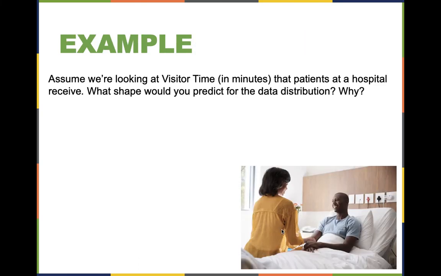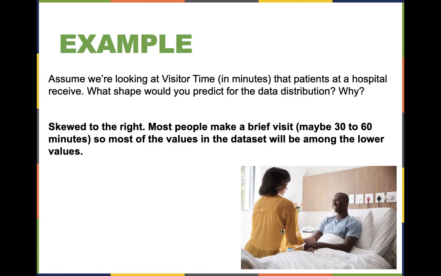Based on what we know, let's look at this example. Assume we're looking at the visitor time in minutes that patients at a hospital receive. What shape would you predict for the data distribution and why? So you have to think about what the numbers would potentially look like when collecting different visitor times. Would they be really small numbers? Would they be really large numbers? Would it be a balance of both?